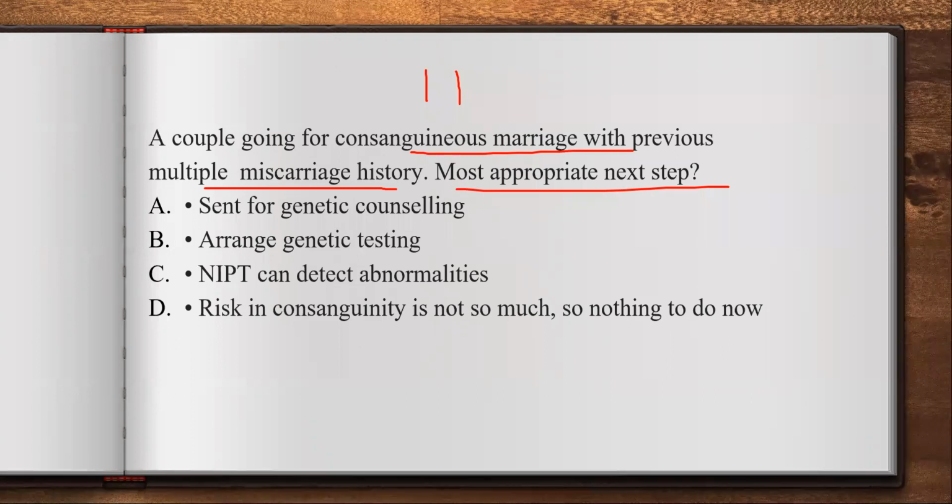Risk in consanguinity is not so much. So nothing to do now. No, there is risk. There is increased risk. So before sending anyone for genetic testing, it's always important to send them for genetic counseling. In genetic counseling, the counselor usually gives them the pros and cons of doing genetic testing. If they understand everything and they are happy with the testing, then we do the genetic test. Okay.